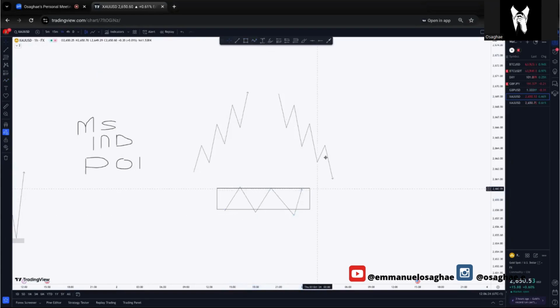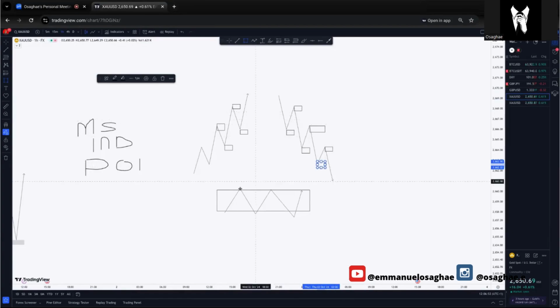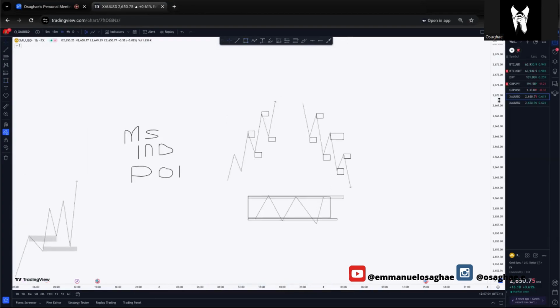So now we know that in an uptrend the market is creating higher highs and higher lows. Then in a downtrend we are creating lower highs and lower lows, lower high, lower low, lower high, lower low. Now in this ranging market we are just stuck between a resistance and a support.